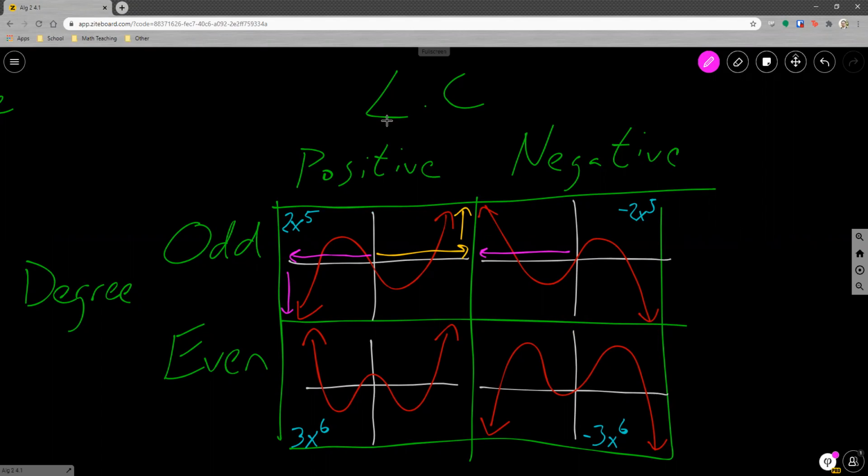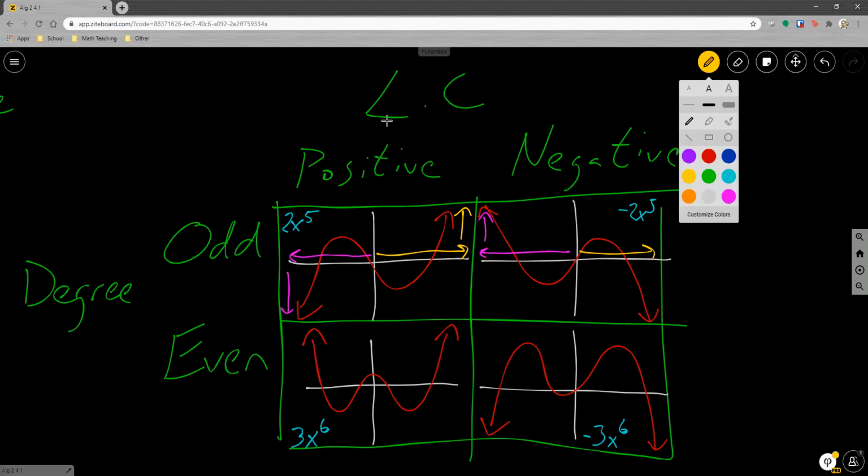So let's go back to this. If I'm an odd degree with a negative leading coefficient, as x goes towards negative infinity, my f of x goes towards positive infinity. Similarly, if my x goes towards positive infinity, my f of x goes towards negative infinity. So there's a little bit of a change there. With an odd degree, as we go to the left or to the right, one of the two directions is going to take us towards positive infinity, the other one's going to take us towards negative infinity.